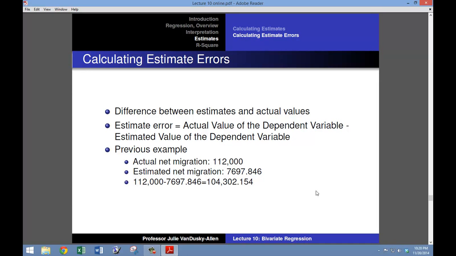Sometimes we want to know how far our estimates deviate from the actual values of the observations. This is known as estimate errors. To calculate the estimate error, you take the actual value of the dependent variable for a specific observation and subtract the estimate from it. So in our previous example, the estimated net migration was 7,697.846. Imagine the actual net migration for that observation was 112,000. We would calculate 112,000 minus 7,697.846, which equals 104,302.154, our error.